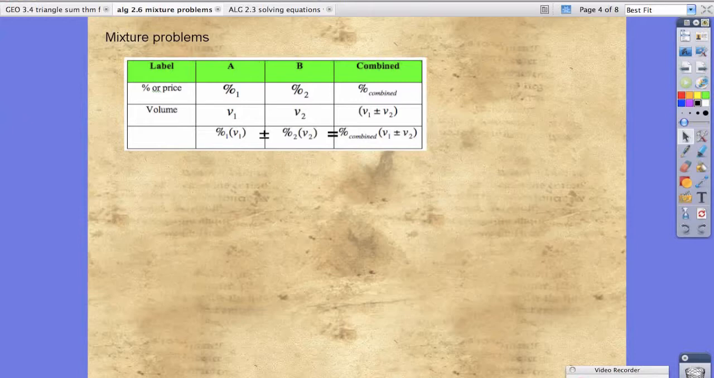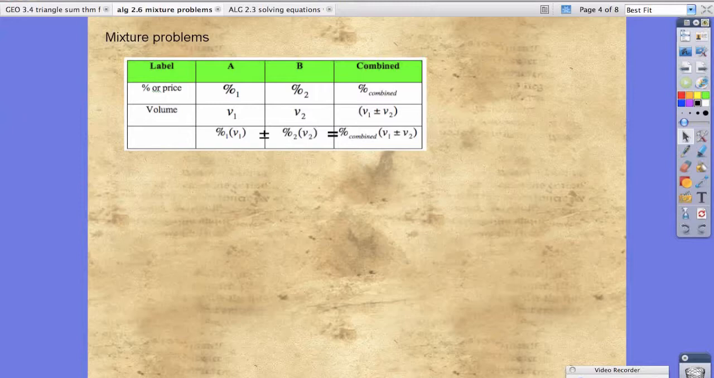We still have the same label. We still have the same other extra 3 columns, but we label these A, B, and combine. A represents the first chemical or mixture, B represents the second, and C is combine. Over here we have percent or price. Now this refers to the percentage of the chemical solution or the price of, say, the mixture. We give it these subnotations, for example, percent sub 1, percent sub 2, percent sub combine. And these are used to notify you as to the first, the second, or the combine. It's just the way we notate which is which.